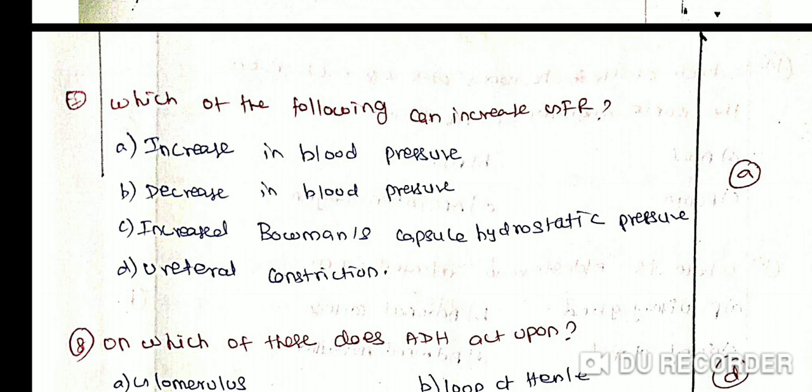Explanation: GFR or the glomerular filtration rate of the kidneys can be increased by increasing the blood pressure. The higher the pressure with which blood flows through the glomerulus, the higher is the rate of filtration.